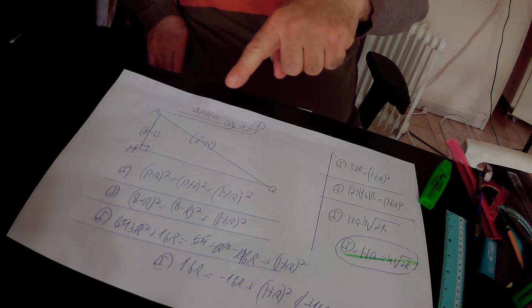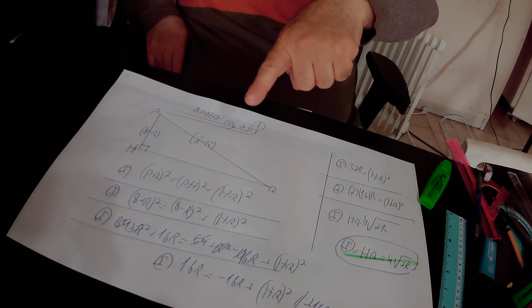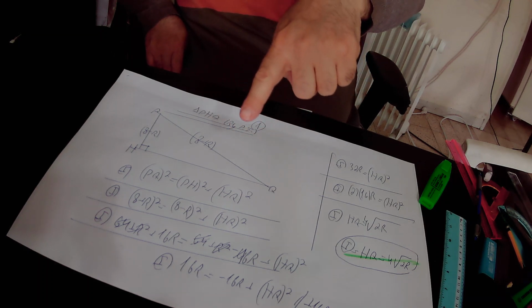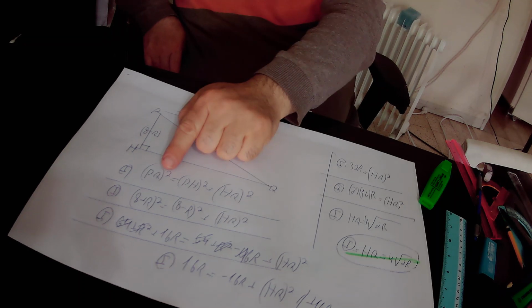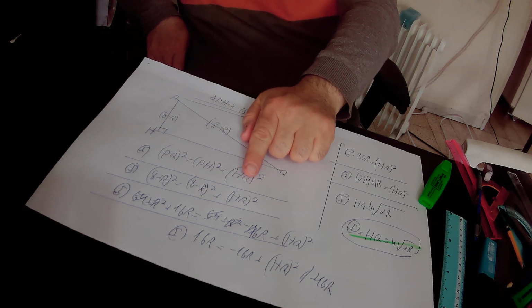PQ is 8 plus R, therefore PQ square is (8 plus R) square, and it must be equal to PH square. PH is 8 minus R, therefore PH square is (8 minus R) square, plus HQ square. HQ is the missing side, so we leave it as it is. So according to equation 1, (8 plus R) square equals (8 minus R) square, plus HQ square.